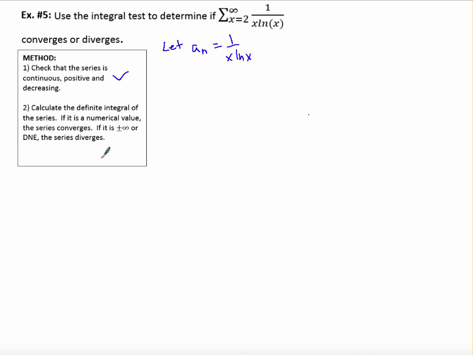And now we can calculate the definite integral. We've got the integral from 2 to infinity of 1 divided by x ln x dx. Well, this is an improper integral, so I'm going to transform it so that I'm taking the limit as b goes to infinity. And you can use any variable here. The integral from 2 to b of, I'm going to split this apart here, 1 divided by x times 1 divided by ln x. Do you see how this is the same thing? I hope so. Don't forget your dx.